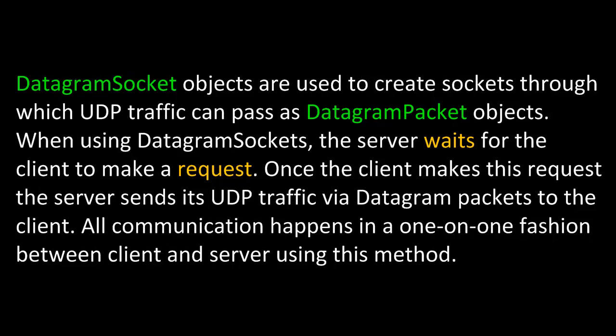DatagramSocket objects are used to create sockets through which UDP traffic can pass as DatagramPacket objects. When using DatagramSockets, the server waits for the client to make a request. Once the client makes this request, the server sends its UDP traffic via Datagram packets to the client. All communication happens in a one-on-one fashion between client and server using this method.